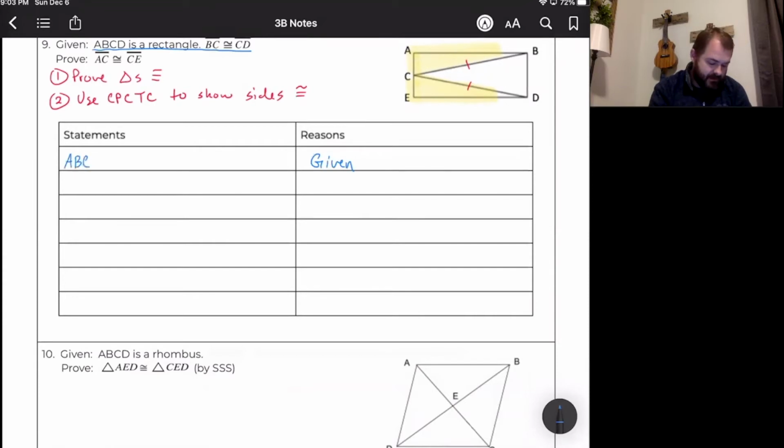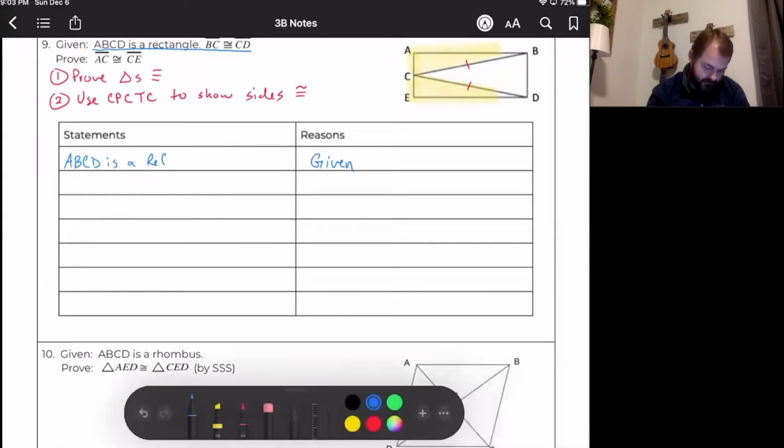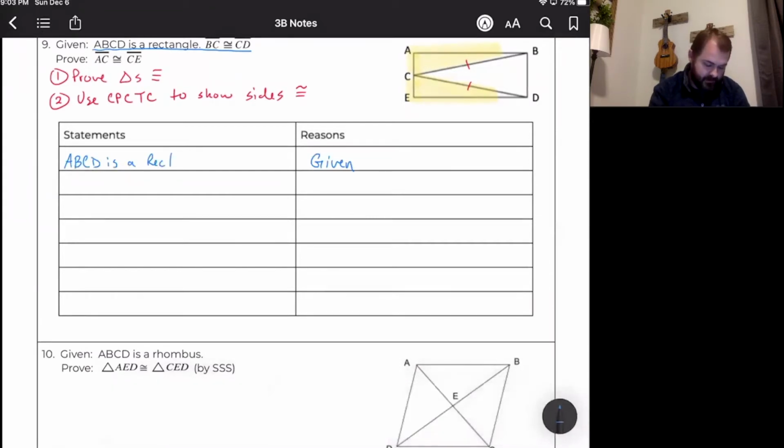ABCD is a rectangle. Can't spell. There we go. Let's try that again. It's a rectangle. We can abbreviate. And BC is congruent to CD. That's all given information. Well, in order to prove these two triangles are congruent, it doesn't look like we're given a whole lot of information. I can't use these two things to say the triangles are congruent.